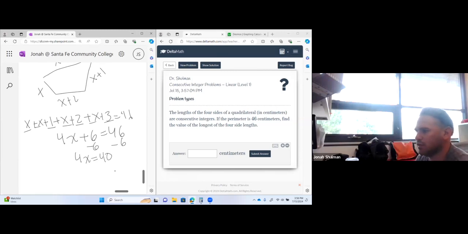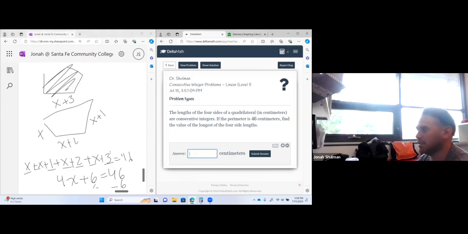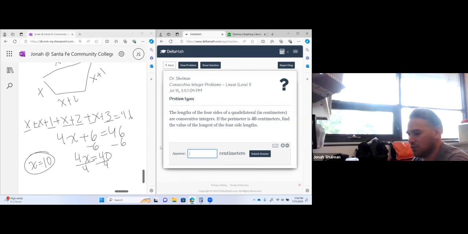Which is x is 10. A lot of students are going to mess this up and just stay with 10. But the question says the longest side. Our longest side is x plus what? Not 4, x plus 3. So our biggest answer is going to be 13.